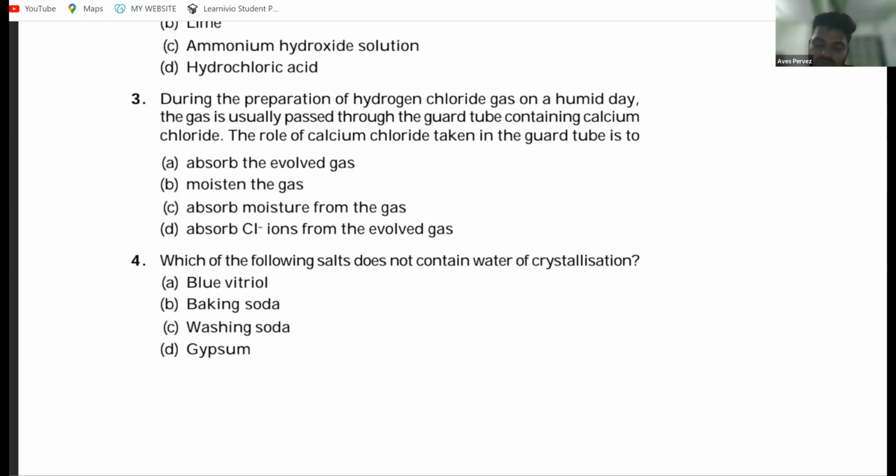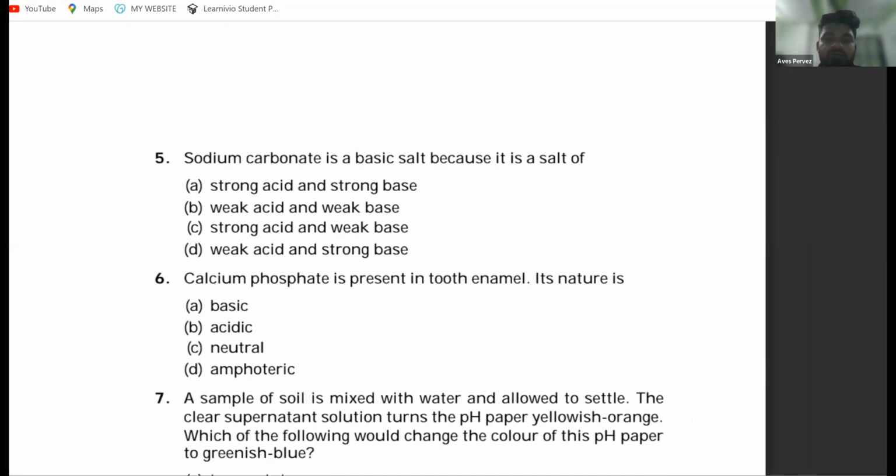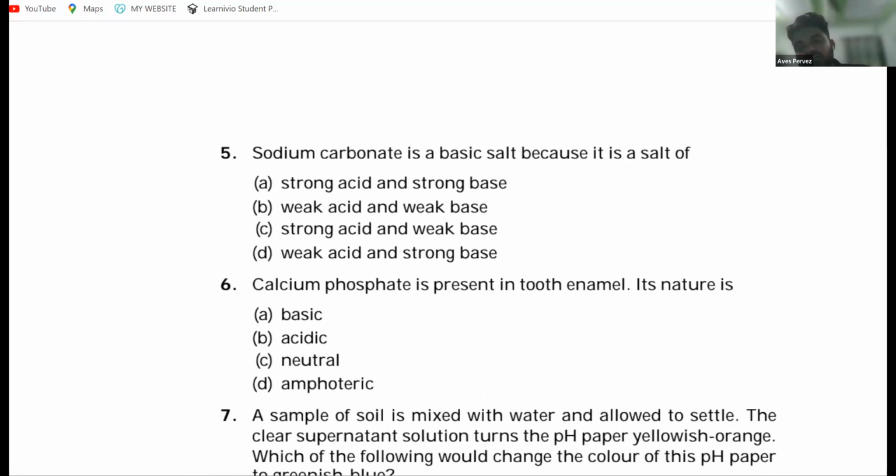Tell me, dear student, this is a simple question. It absorbs moisture. It will absorb the moisture from the gas on the humid day. Now, question number 5: calcium carbonate is a basic salt because it is a salt of a weak acid and a strong base. We have studied this in the previous class. Option D, sir. Option D is basic because it is a salt of a weak acid and a strong base.